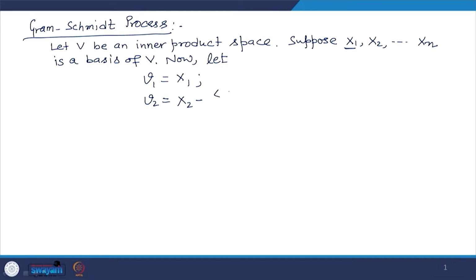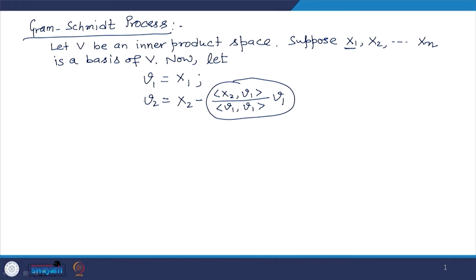So, how will I do it? I will write like this: x2 minus, upon V1. V1 means I am subtracting in the direction of V1 only, into V1. So, if you notice, this is the component of x2 in the direction of V1 and I am subtracting this from x2.